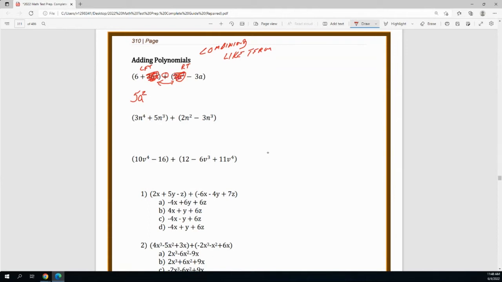Now I look at what's left. I have a minus 3a and a 6. Can those be combined? Hopefully you say no, they have to stand alone. So let's continue to combine. We're going to write what's left. So it's 5a squared minus 3a plus 6.